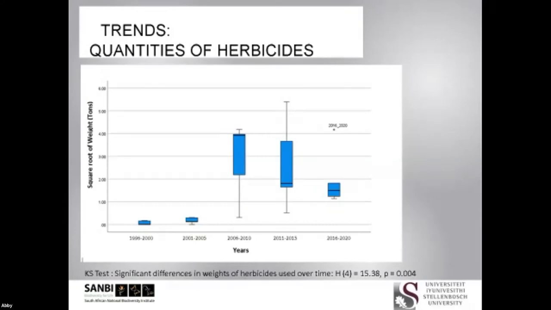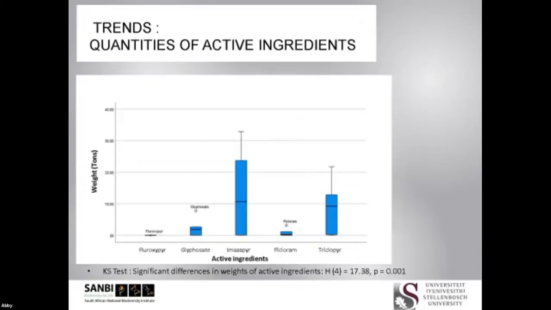In this chart here, the data that I presented was transformed using a square root to aid visualization of the significantly low data values. The trend shows that in the first 10 years, herbicide usage was significantly lower than in the last 15 years of the observations. The highest herbicide usage was detected between 2006 and 2010, with a median of about 15 tons. Thereafter, herbicide usage declined to 3 tons and then declined again to 2 tons. And then it remained more or less the same in the last 10 years of the observations.